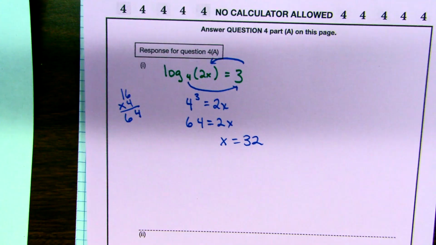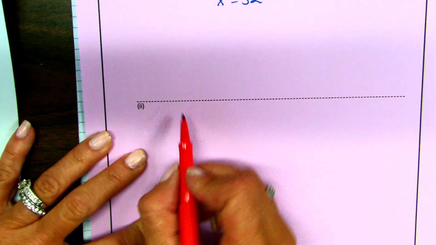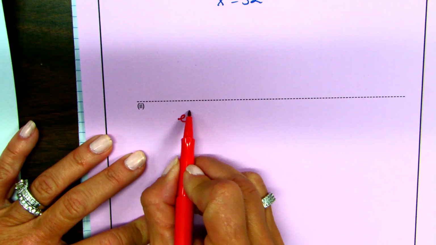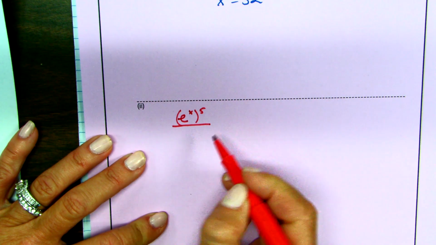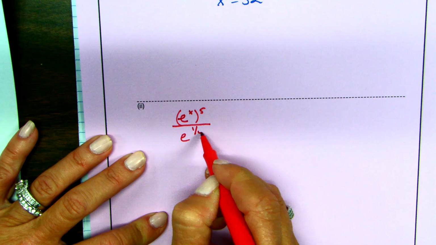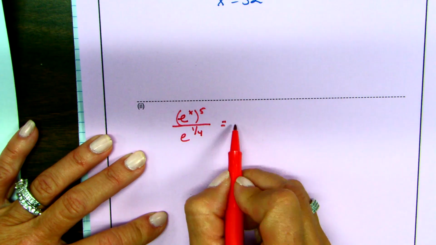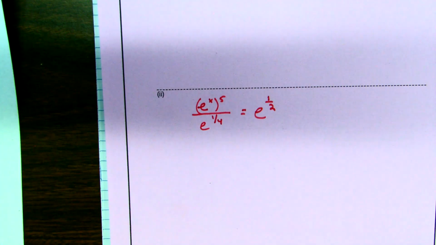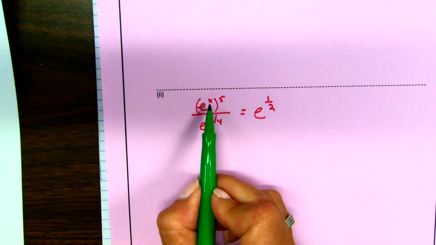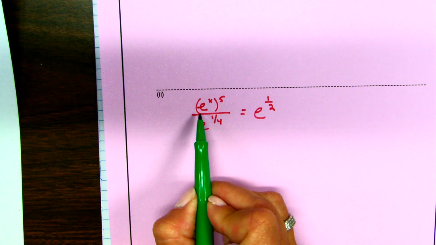Okay. In the second one, we have an exponential function, e to the x to the 5th over e to the 1/4. That was given, and then it says solve for e to the 1/2. So we have to remember our exponent properties. When you see a power to a power, we're going to multiply that. So that's going to be e to the 5x.